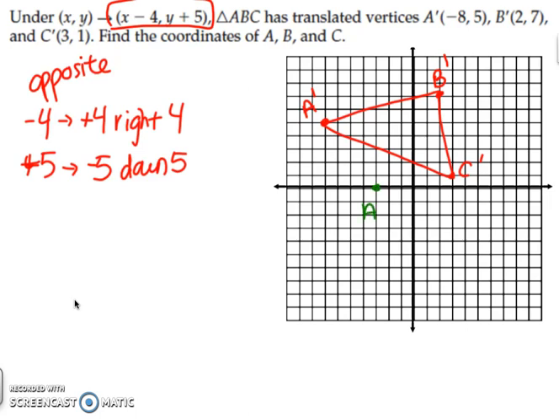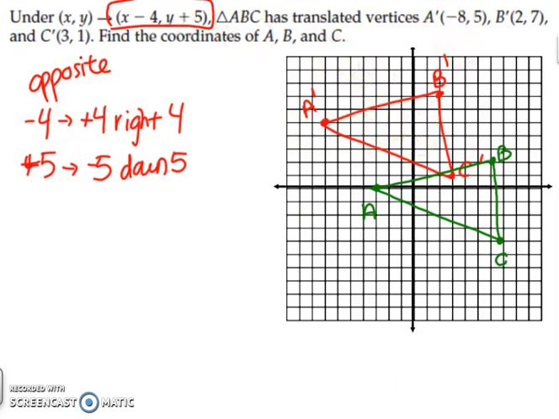And there's my A. Remember, it's the original. Here's my B. And my C, okay? So again, how that makes sense is if this triangle is my original and it wants me to go left 4 and up 5, 1, 2, 3, 4, 1, 2, 3, 4, 5, it worked, okay? So that's what happens if they give you the prime image.